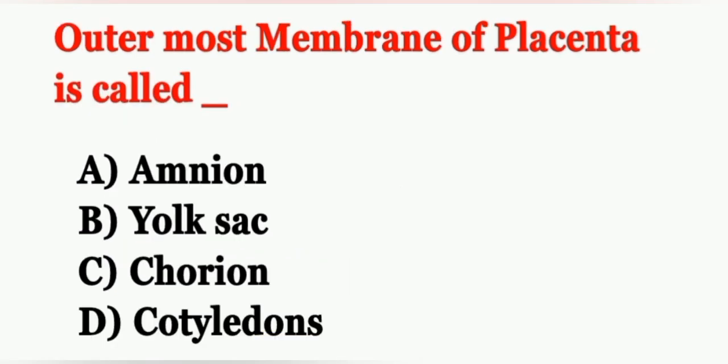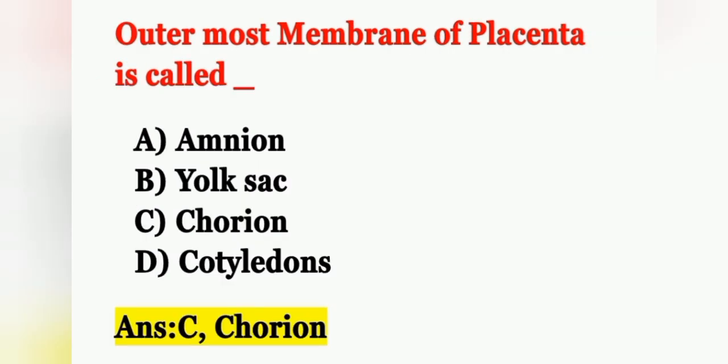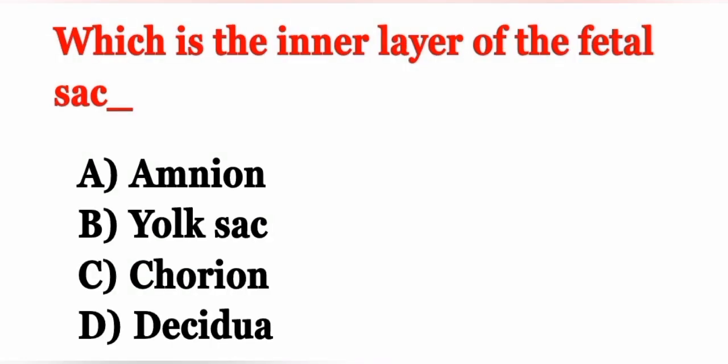The outermost membrane of the placenta is called? Option A, amnion. Option B, yolk sac. Option C, chorion. Option D, cotyledon. The outermost membrane is chorion and the innermost membrane is called amnion. Here chorion is the correct answer.